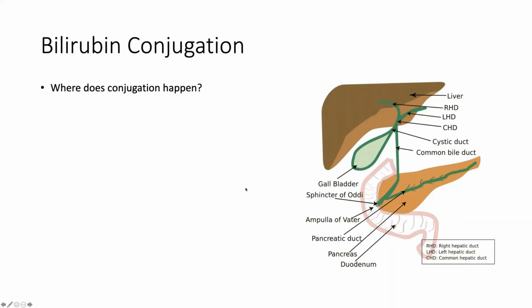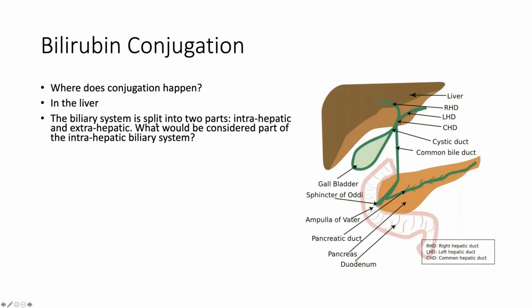All right. So Miriam, where does conjugation happen? In what organ? In the liver. Boom. And so the biliary system is split into two parts, the intrahepatic and the extrahepatic. So Miriam D, what would be considered part of the intrahepatic biliary system? I know there's the main vein and then all these cells right beside it. I didn't know this, I had to look it up. It's the right and left hepatic ducts.